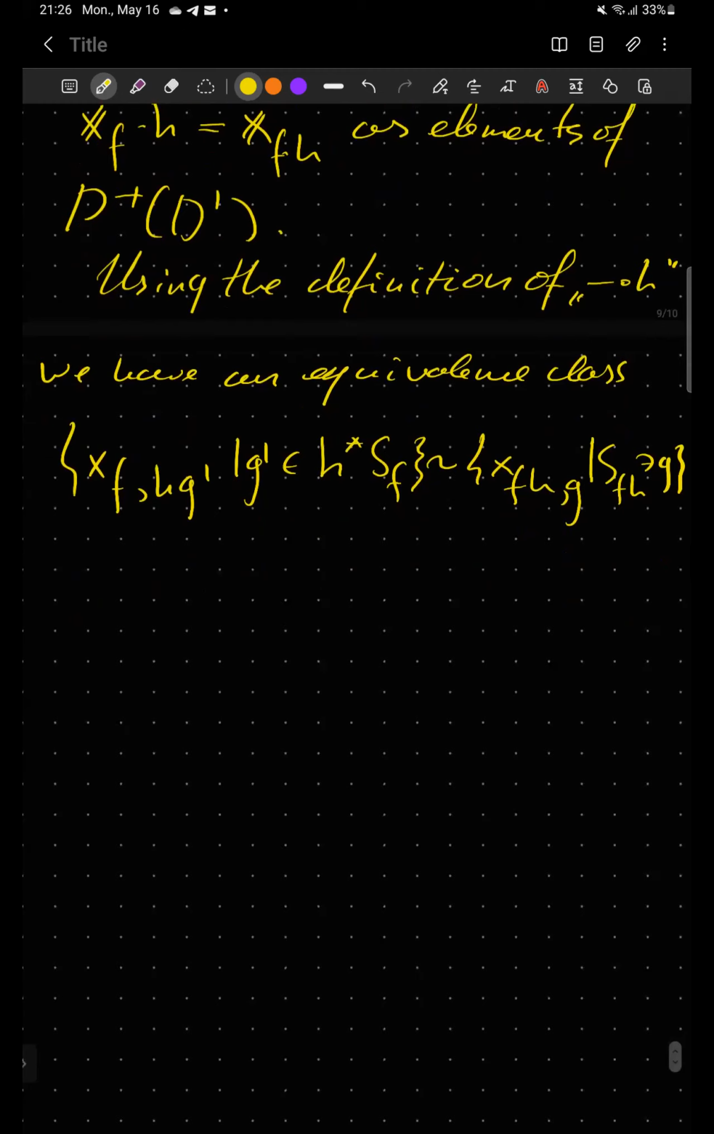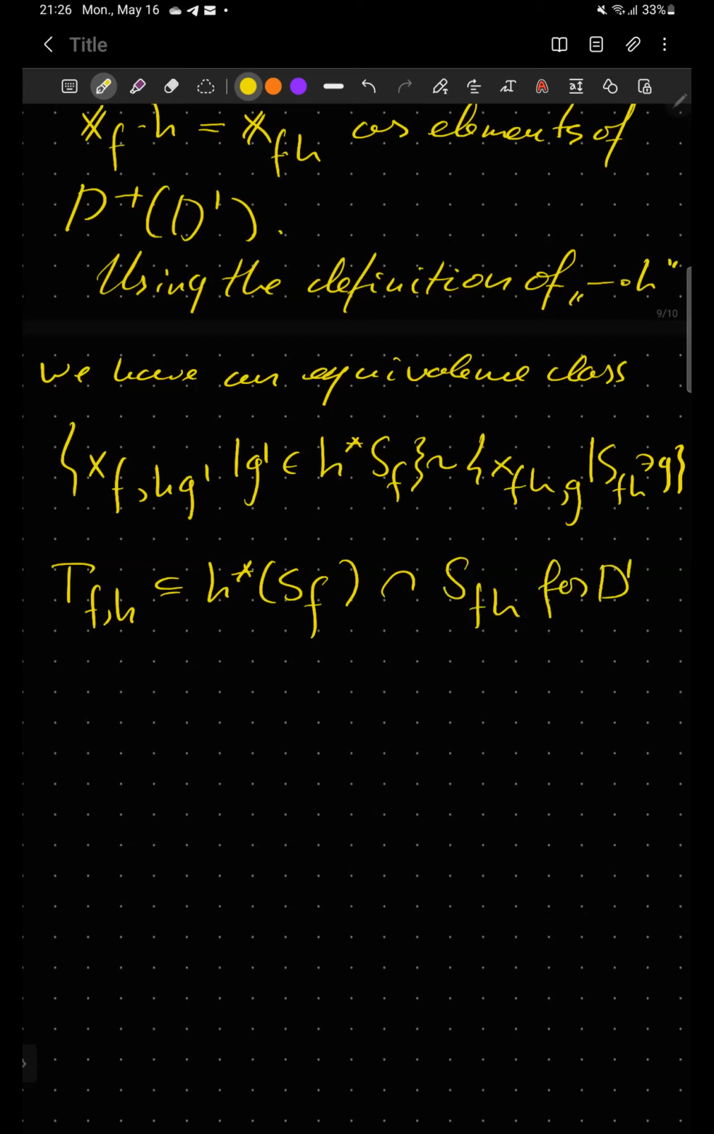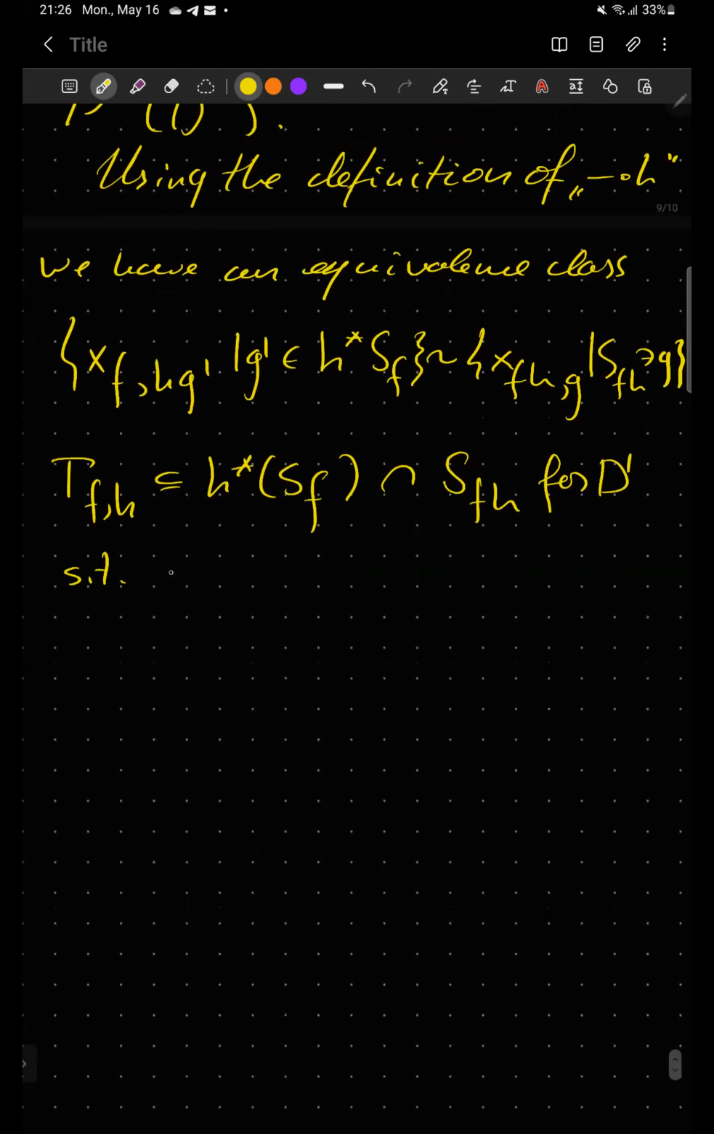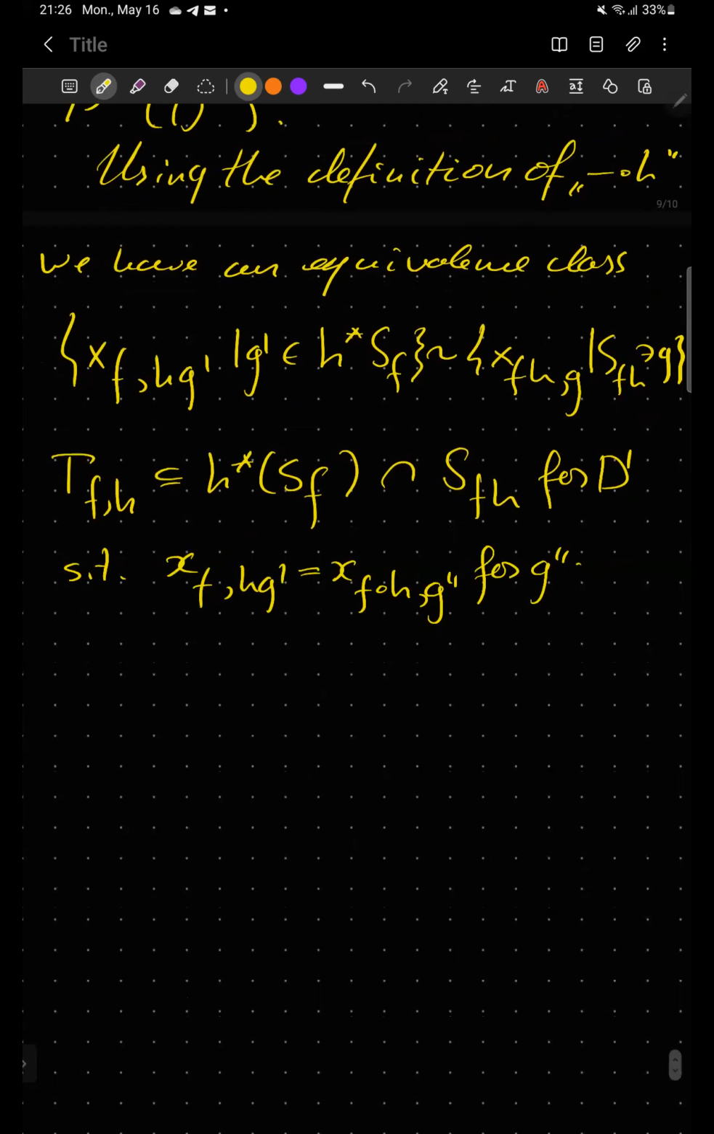This equivalence means that there is a cover T f h inside of h star of S f intersected with S f h for D prime, such that x f h g prime is equal to x f h g 2 prime for g 2 prime in T f h. Let's denote this equation by star. We will need it later.